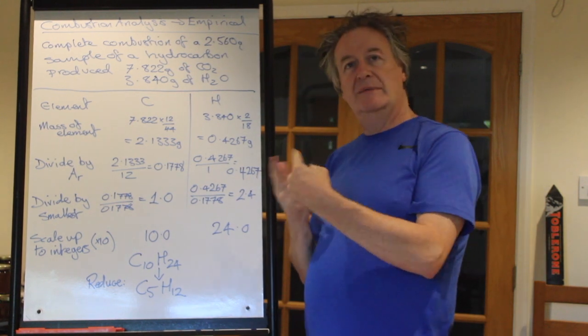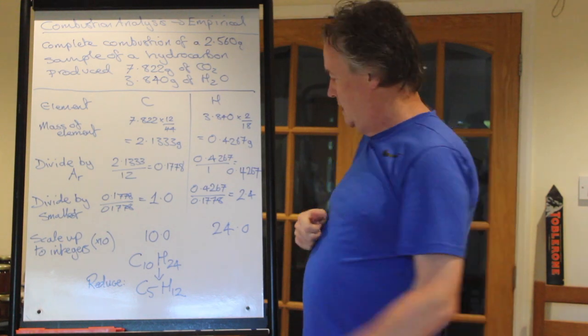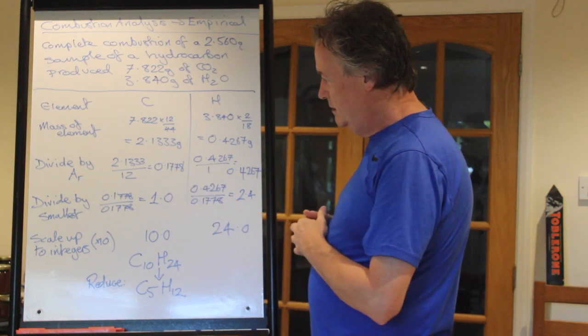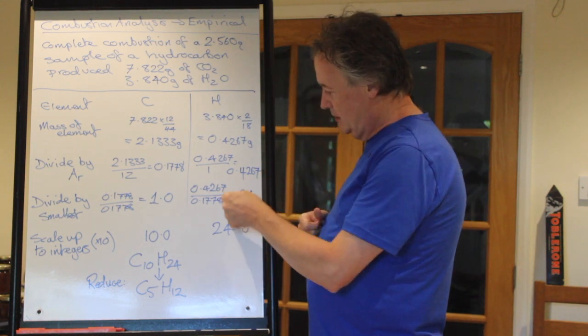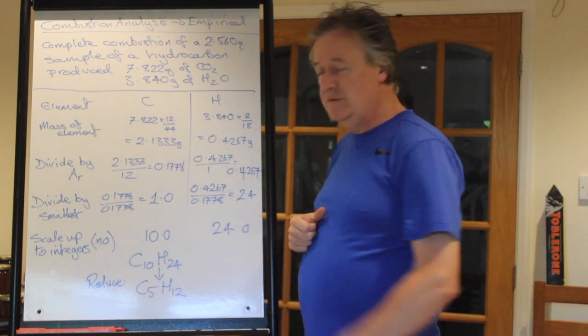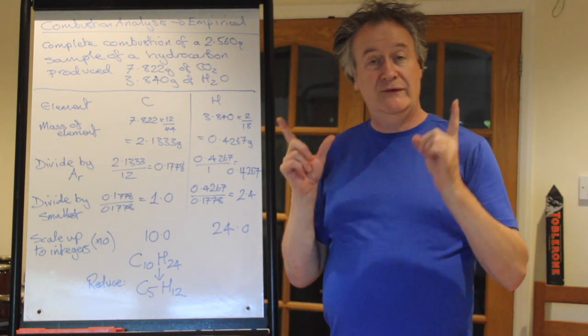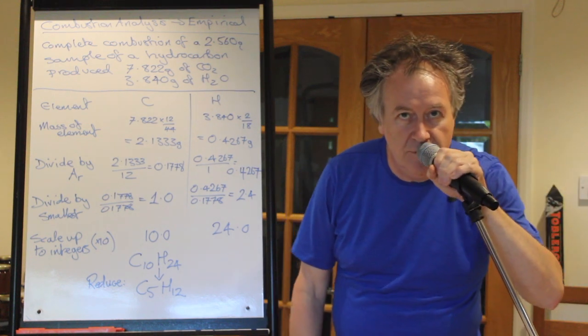This is where it overlaps with the percentage mass analysis. You then divide by the smallest, and the smallest out of those two is this one. So that divided by that is 1.0. That divided by the 0.1778 is 2.4. So 1 to 2.4 is a ratio. Empirical formulas have to be whole numbers. You did remember that, didn't you?